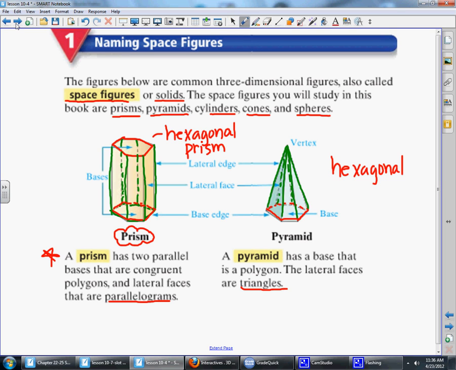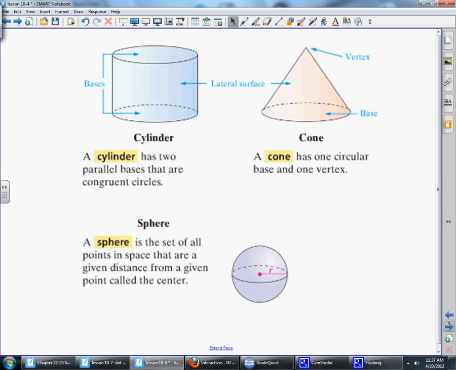And those triangular lateral faces make this shape a pyramid. Just like the pyramids that you study in world studies, when you studied Egypt, they come to a point. This is called a hexagonal pyramid. Make sure you get that all copied down in your notes before you move on. The other three figures that we're going to look at, one is a cylinder, and it has two parallel bases that are circles.